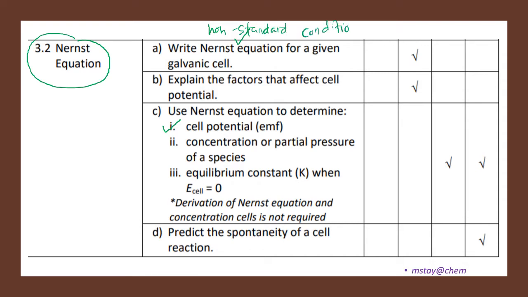So in this video, we are going to focus on explaining the factors that will affect the cell potential, and then we are going to look at the tutorial questions which will cover determining the concentration or partial pressure of a species, and also calculating the equilibrium constant when E cell equals 0. And also, predicting the spontaneity of a cell. So as we already know, if the E cell potential is a positive value, the reaction is spontaneous.